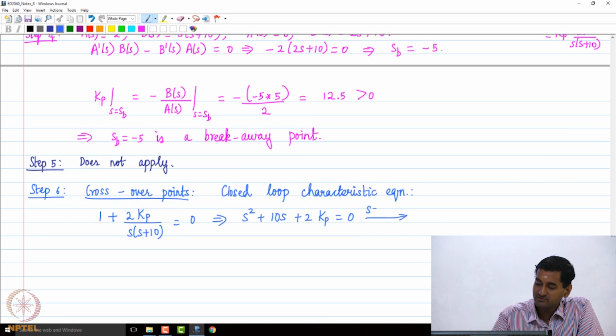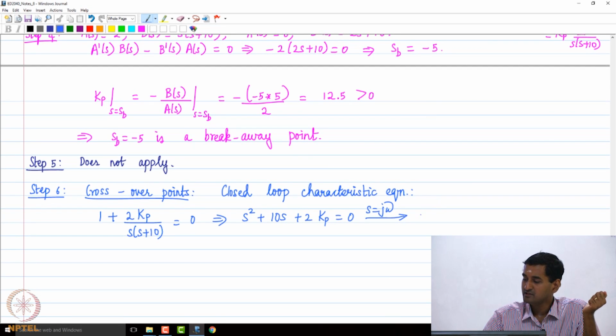Here we are looking for solutions of the form s = jω, because that's a crossover point, right? A crossover point is some point on the imaginary axis where a root locus branch may cross from the left half of the s-plane to the right half, or vice versa. So we substitute s = jω. What do we get? We get -ω² + j10ω + 2Kp = 0.